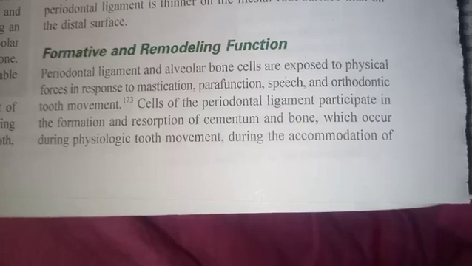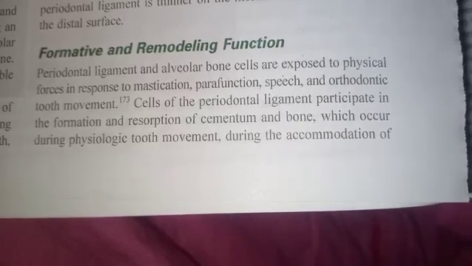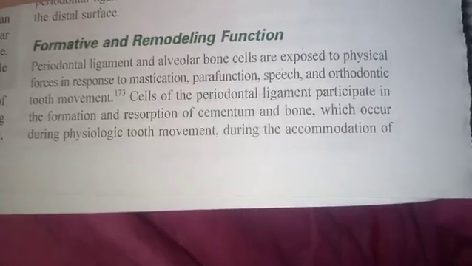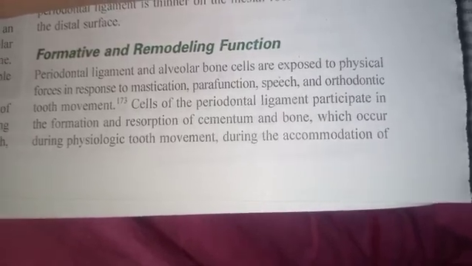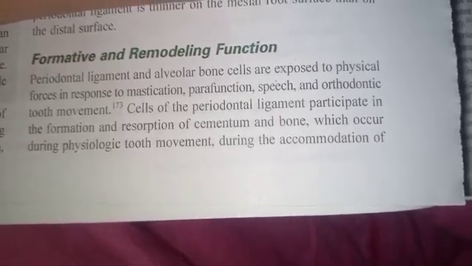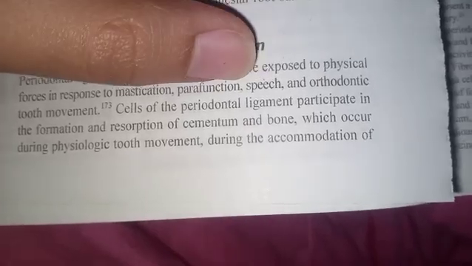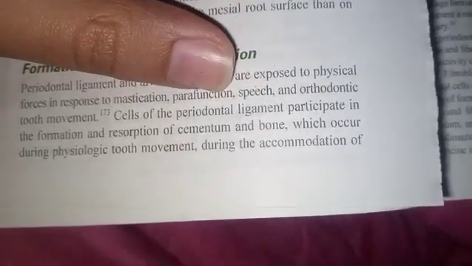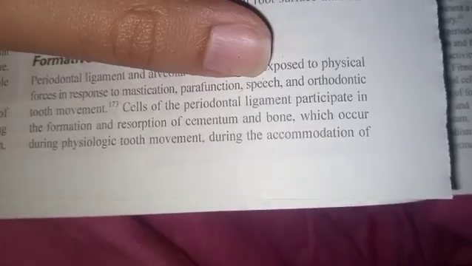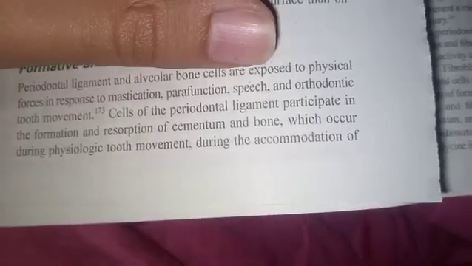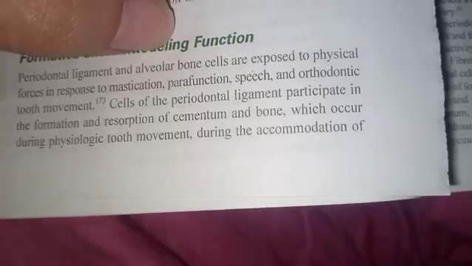So basically, the periodontal ligament and alveolar bone cells are exposed to physical forces. This means the periodontal ligament and the alveolar bone are exposed to different types of forces like masticatory forces, parafunctional habits like bruxism, clenching, speech during speaking, or orthodontic tooth movements.